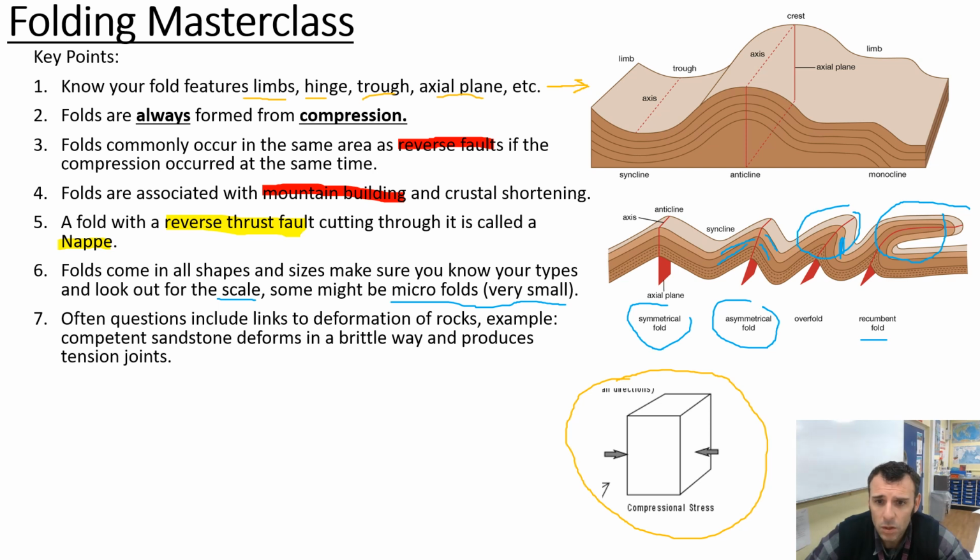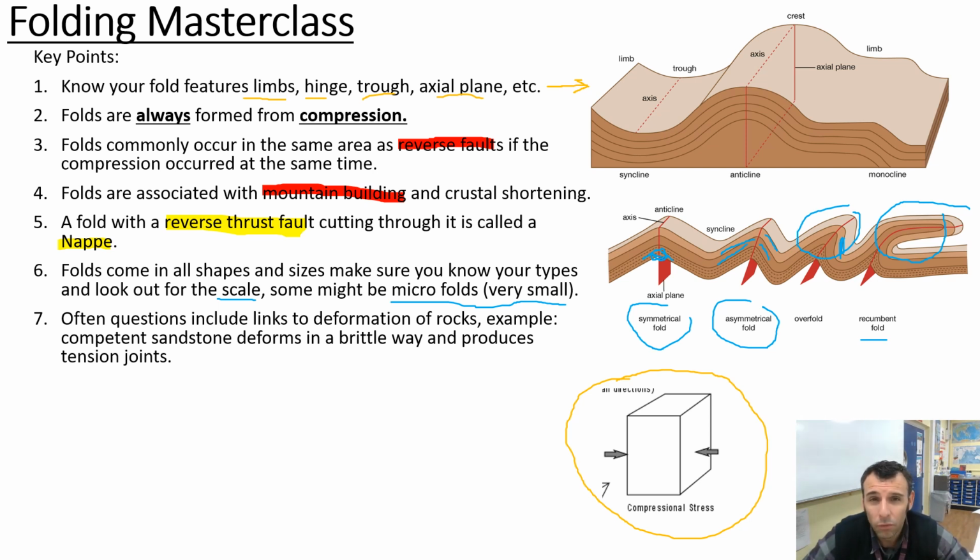The other thing to mention is obviously the interlimb angle. So the angle here and here. So this bit, that's going to be very, very important, because they can ask you to measure it, and it will tell you if it's an open fold or a closed fold. So have a look at your notes about that as well.